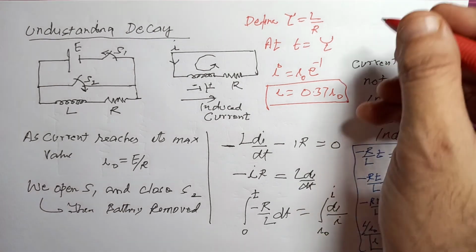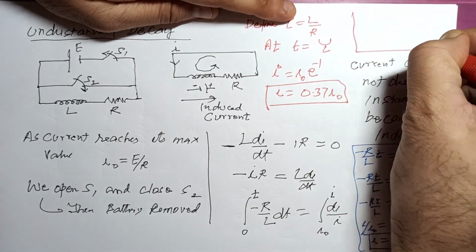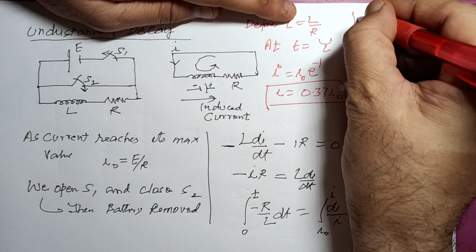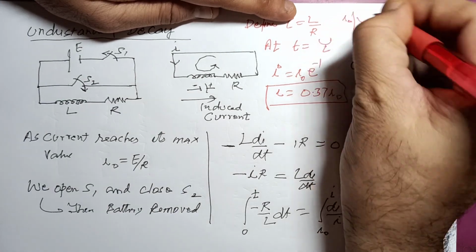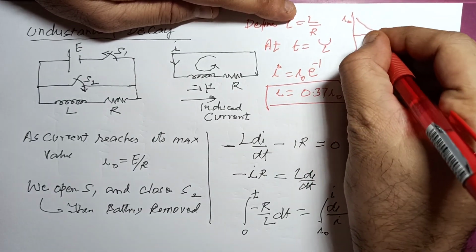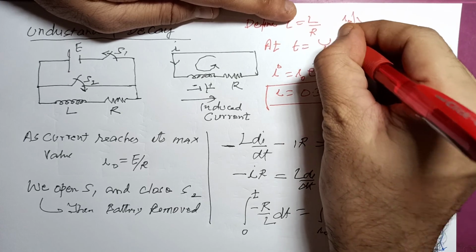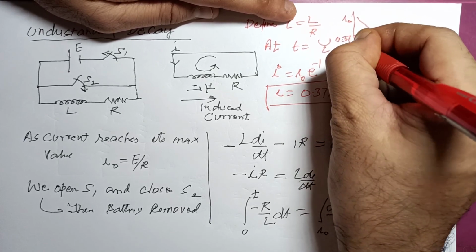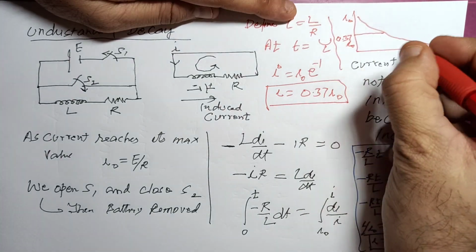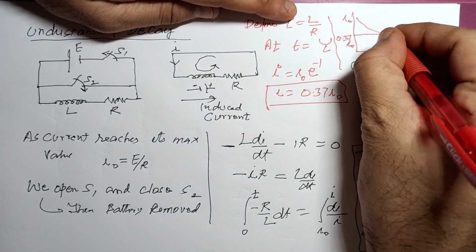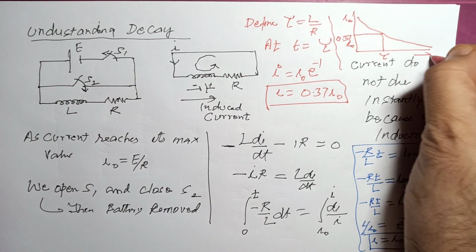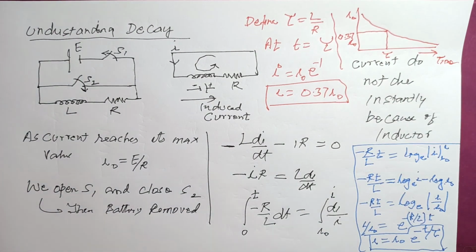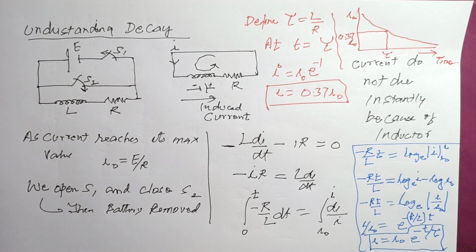If I have to draw the graph, I can draw it in this fashion. If this is the decay, then this is I naught, and this is 0.37 of I naught, and this is tau. And just to say this is time. Okay, I hope it is clear. Just pause the screen and proceed from there.